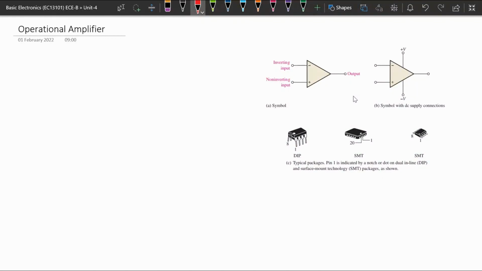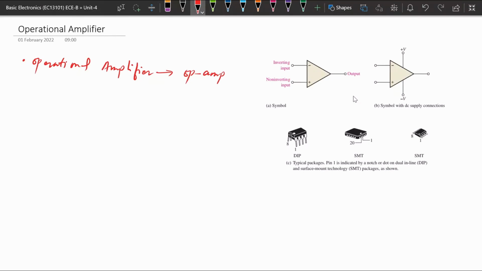So for complex circuits, we will be starting with the operational amplifier. In this course, we will be seeing the basics of operational amplifiers. Operational amplifiers are also called op-amps. So it is operational amplifier, and in short form, it is called op-amp.